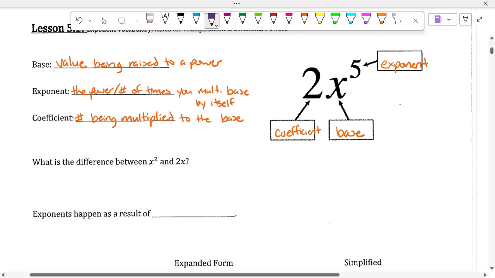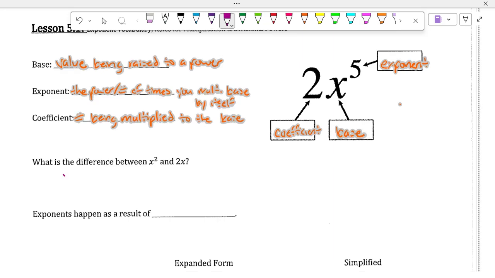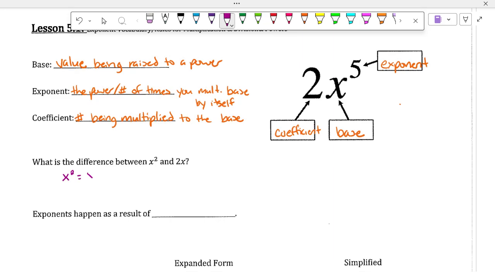Now, what's the difference between x squared and 2x? Well, if you remember, x squared is equal to x times x, whereas 2x is equal to 2 times x. So 2 very different things, because for example, 9 squared and 2 times 9 are 2 very different numbers, where 9 squared is 81, because that's 9 times 9, and 2 times 9 is 18. Again, 2 very different numbers.